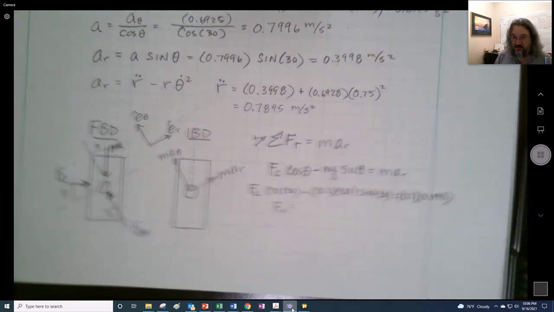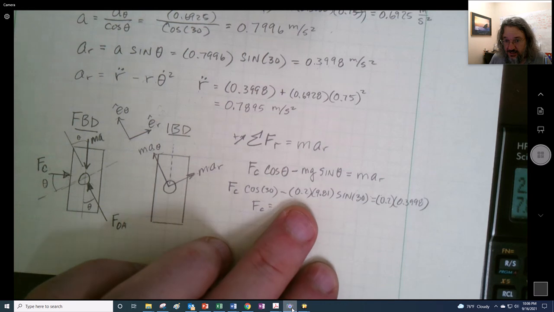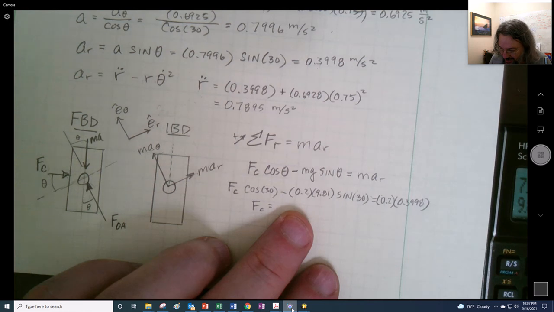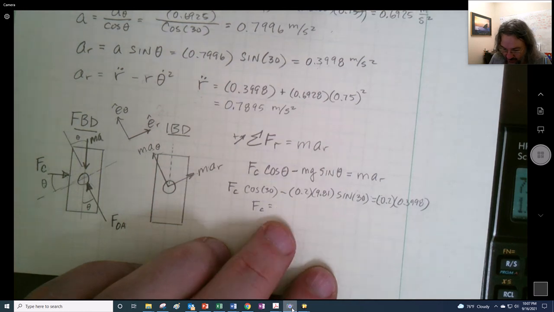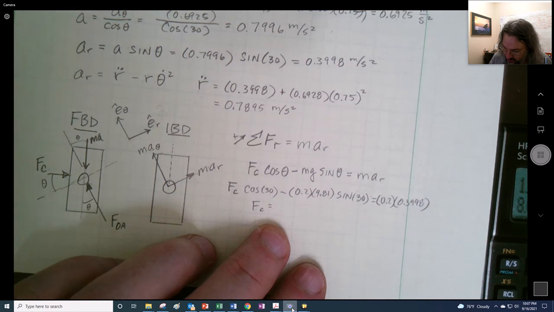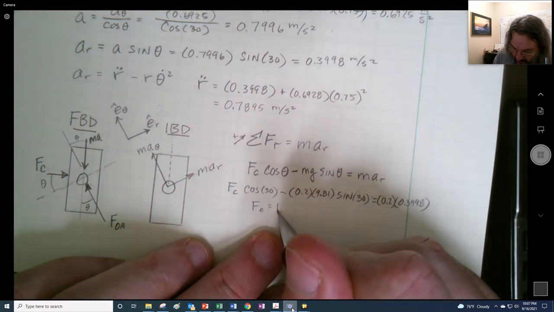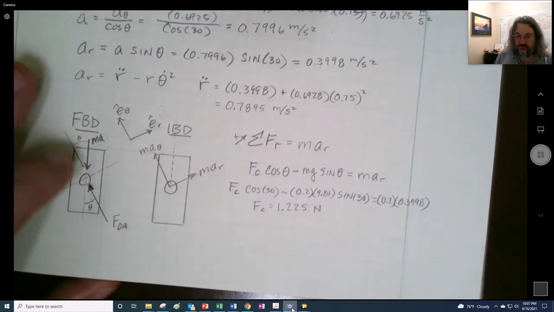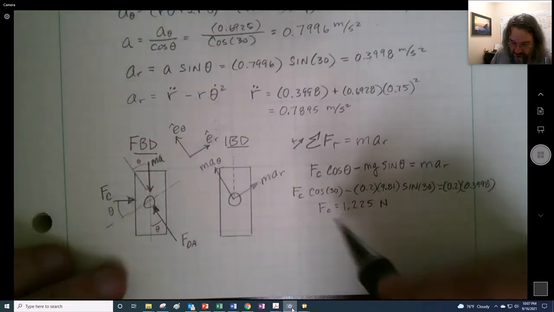FC is therefore going to be, we'll take 0.2 times 0.3998, multiply them, and we'll take 0.2 times 9.81 times the sine of 30, and that's going to move over to there, so we're going to add it, okay, and then we're going to take cosine of 30 and divide, and we get the force is 1.225 newtons acting onto the side.